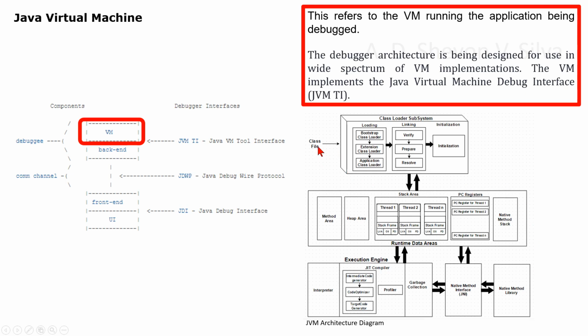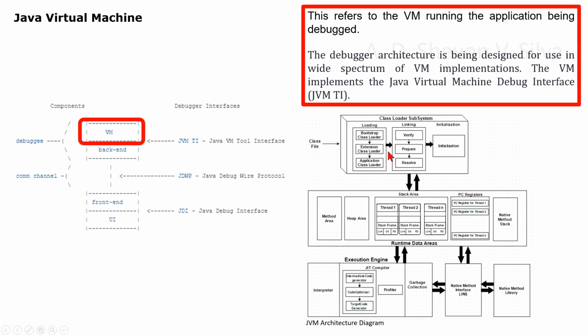Here the class file is connected to the class loader subsystem. Loading, linking and initialization are inside the class loader subsystem. Bootstrap class loader, extension class loader and application class loader are inside loading. Bootstrap class loader is connected to extension class loader. Extension class loader is connected to application class loader.